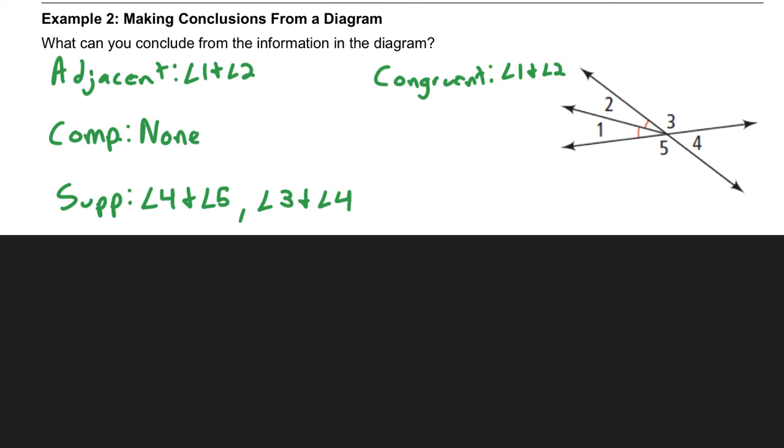So when I ask for information I can conclude, I'm looking for rock solid things that fit the definitions we covered earlier with the vocabulary. So I may ask for a certain amount, but just looking for those relationships.